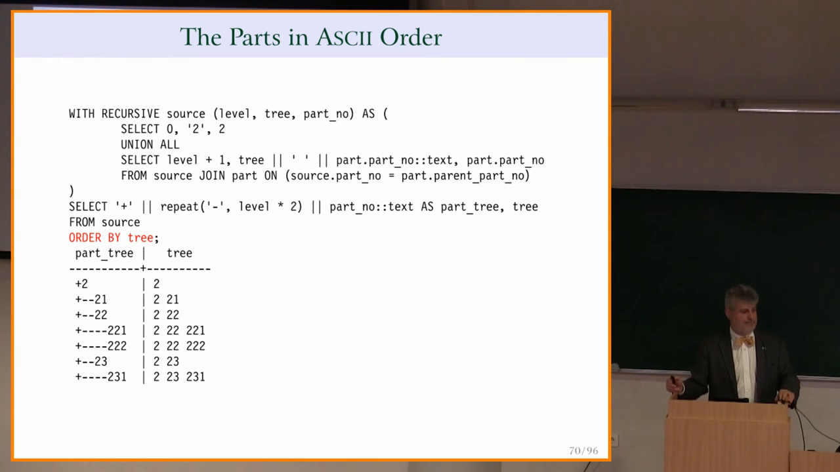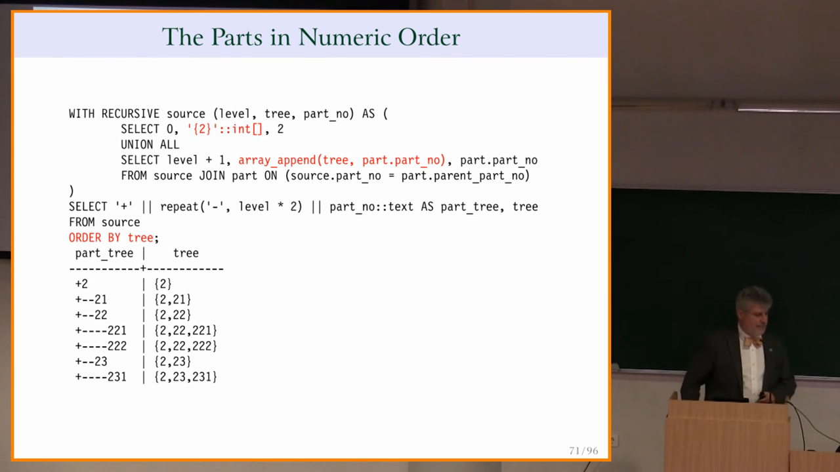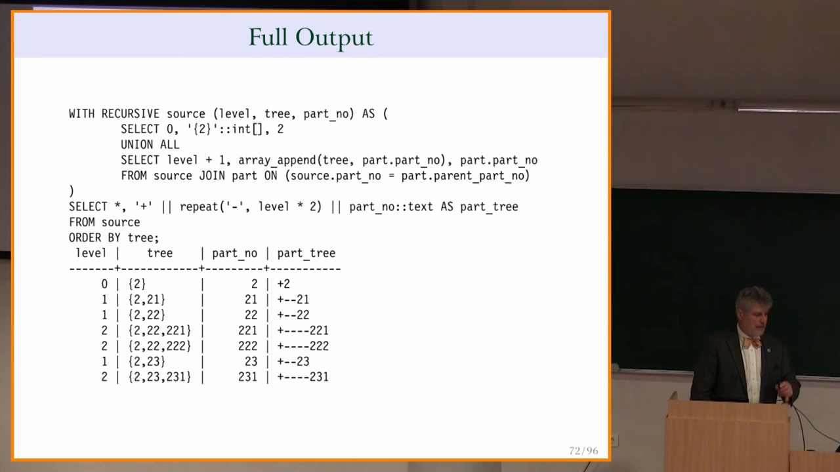No? Okay. I can also ask for the parts in numeric order. This is a little more sophisticated, but again, it gives me effectively what these are, arrays. And it tells me part 231 is inside part 23, which is inside part 2. All right. And here's what the full output looks like, again, with the graph, with the array. And what's interesting over here on the left is actually the order of the part, how far down the part is in the hierarchy, is displayed in that left-hand column.